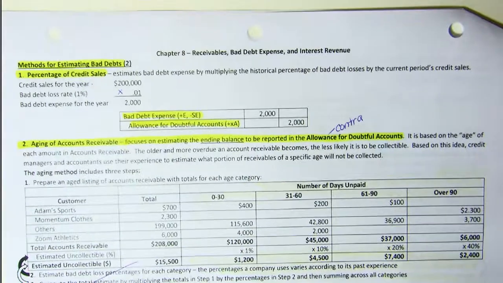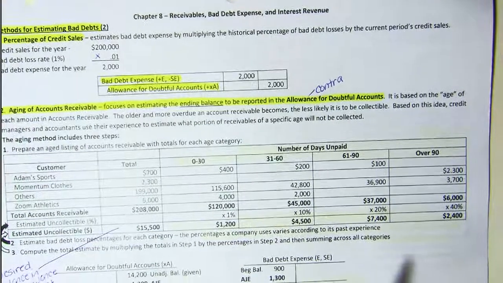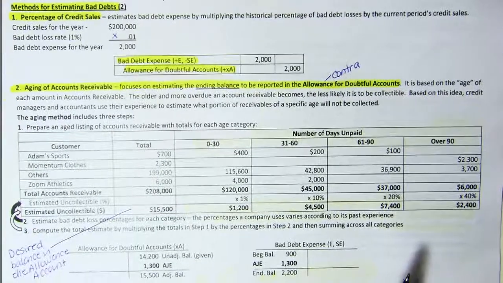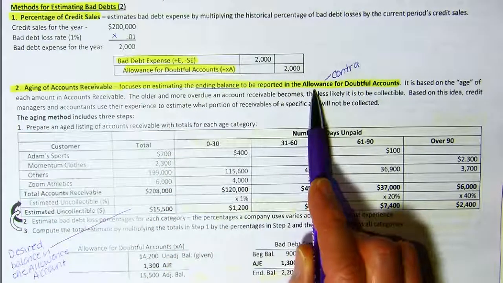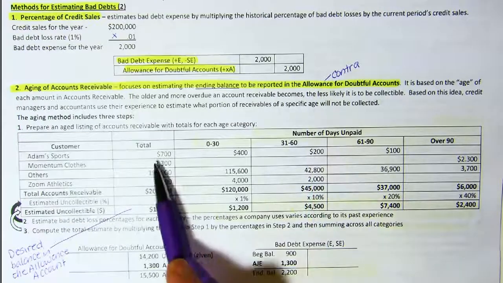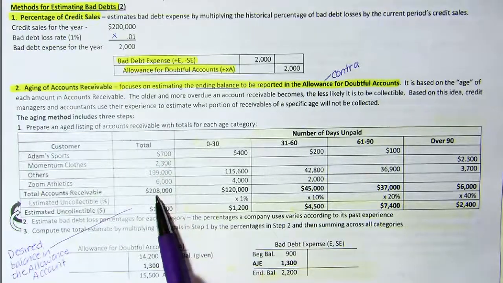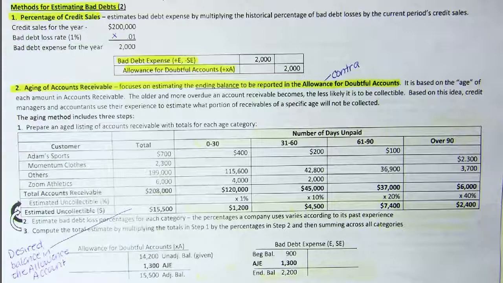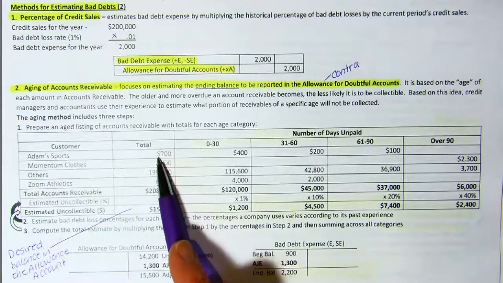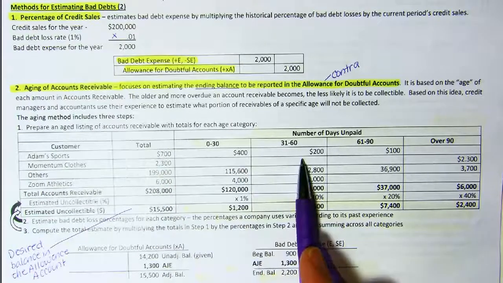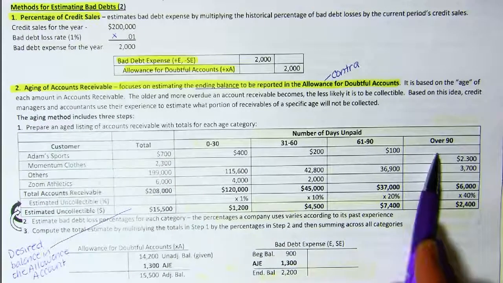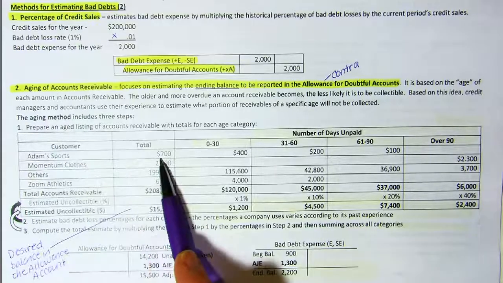The next method, the aging of receivables, is much more accurate because it focuses on estimating the ending balance on the allowance account, the contra account. And the way we do that is we examine every accounts receivable account, and we develop an aging schedule, which is a listing of all the accounts receivable amounts owed to us and how long they are unpaid. So for example, Adam Sports owes us $700.